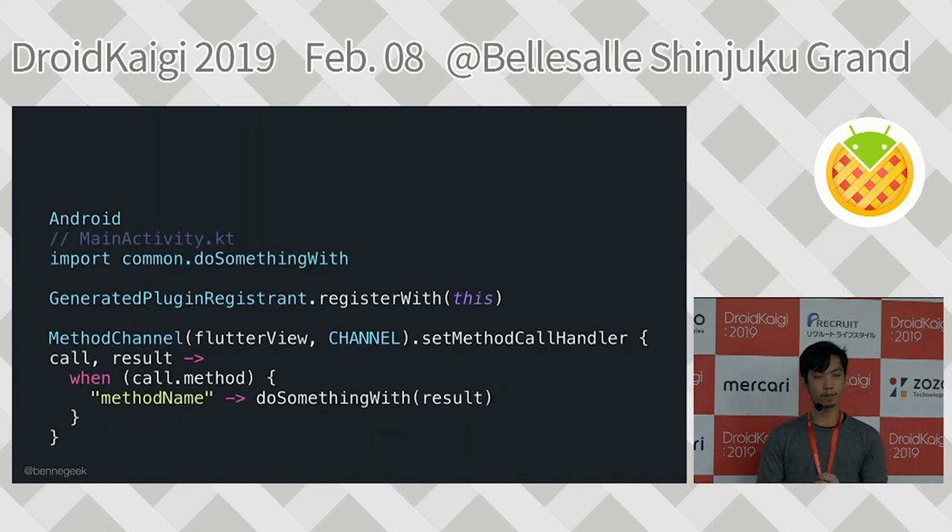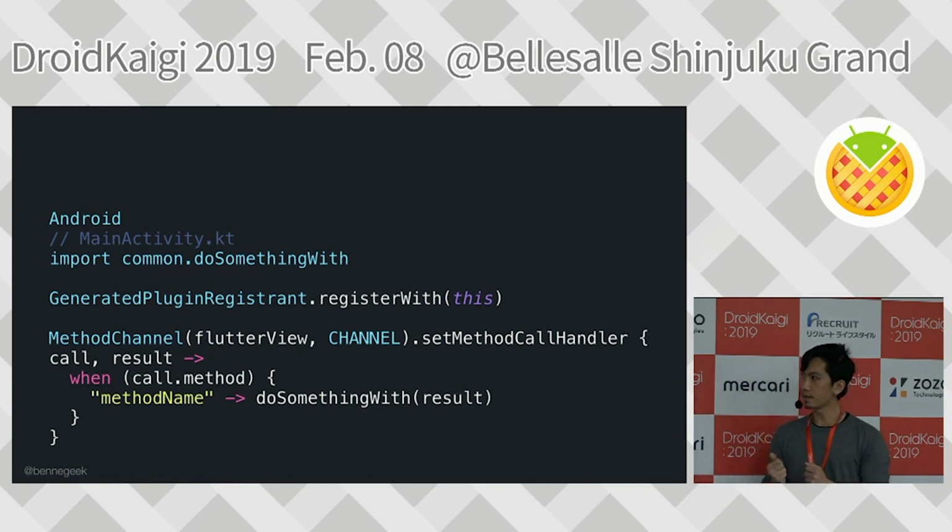Method channels is an interface provided by Flutter that you can use to communicate from Flutter to your native code, either Kotlin, Swift or Objective-C, and vice versa. So you can also go from platform-specific code into Flutter. So this is a two-way channel.